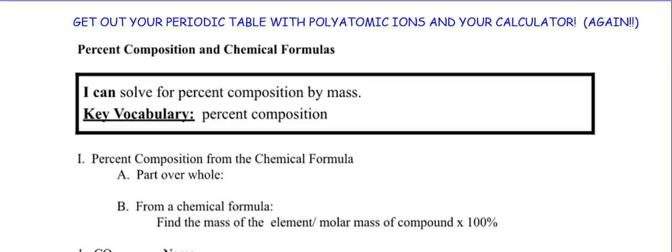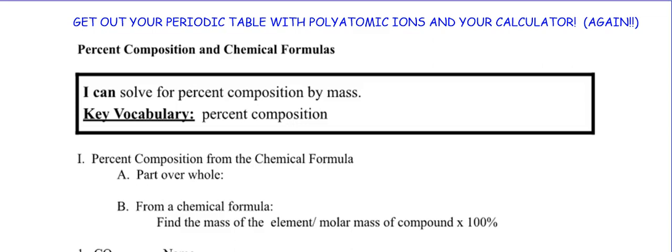Before we do anything else, go ahead and make sure you have your periodic table with the polyatomic ions on it. And yes, you need your calculator. Yes, again. Oh, we need it every day, don't we? So if you need to pause this, get your stuff out, come back, all right?